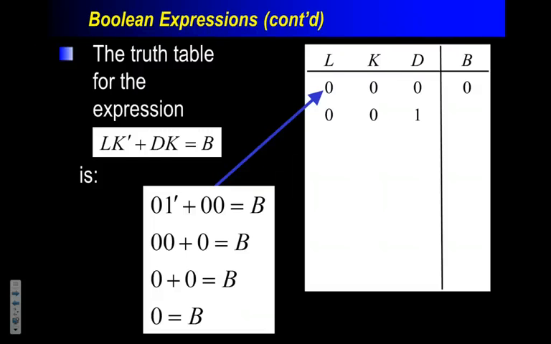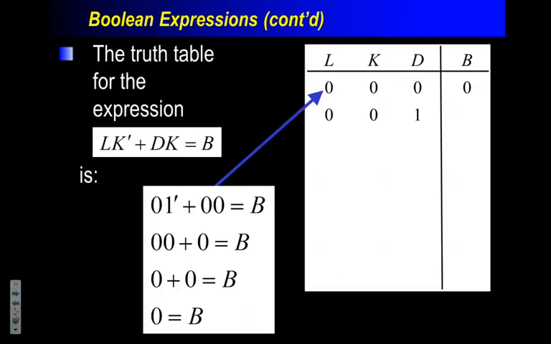So in other words, substitute a 1 into this. And what would you get? So everything else is a 0. So first of all, K is a 0, but it's being NOTed, which makes it a 1. And then I have 1 and 0. What's 1 and 0? 0.